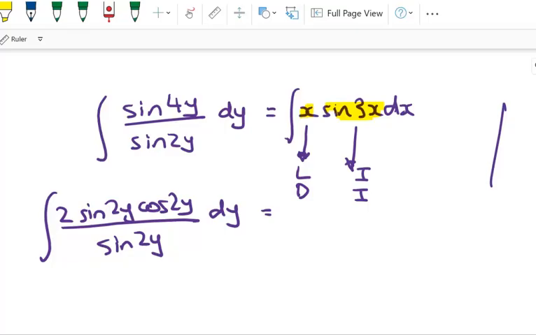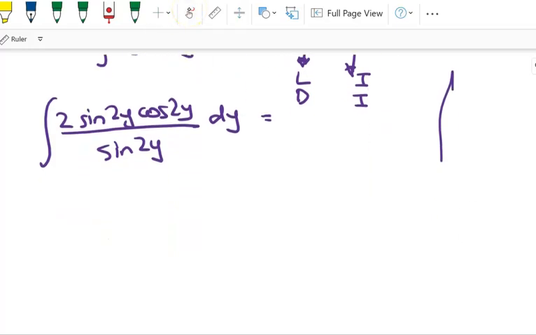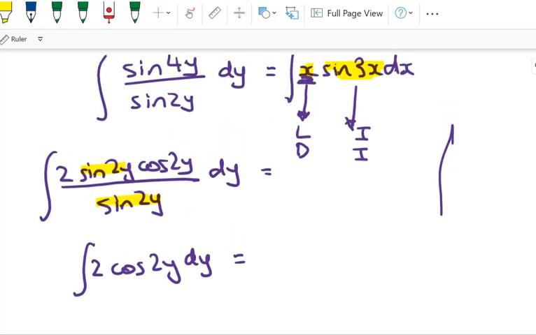Now the reason I'm doing that as usual is because when I differentiate the x, it's going to go to 1, leaving me with a pretty simple integral in the second part of my IBP. Right, now looking at what we've got here, on the left-hand side, we've got sine of 2y over sine of 2y. So that's nice. We have 2 cos of 2y dy is equal to, let's see, right.